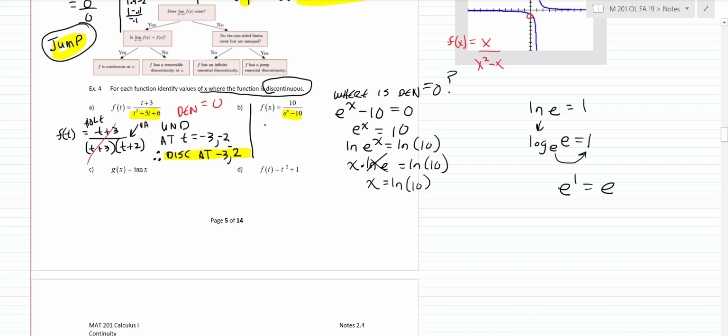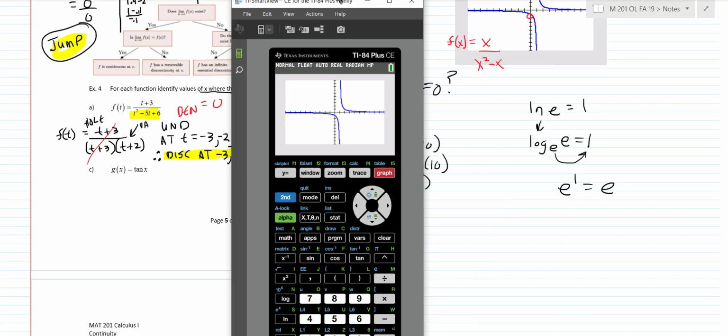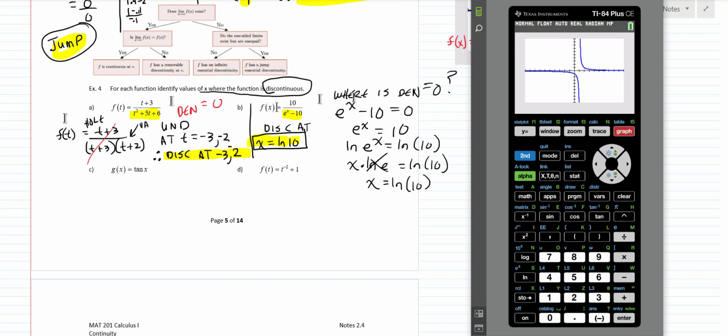So the answer to this problem would be we are discontinuous at x equals ln of 10. Okay, that's it. And you want to just leave it like that. Okay, let's take a look. I think it's always good, if you're ever in doubt about what the mathematics is doing, just look at your calculator and look how the graph goes.